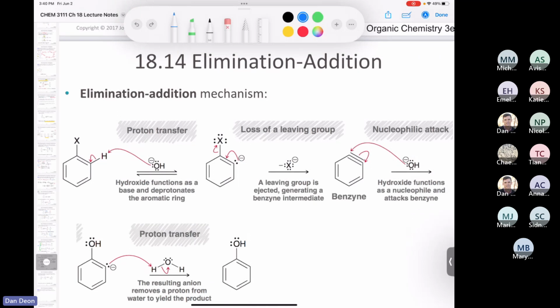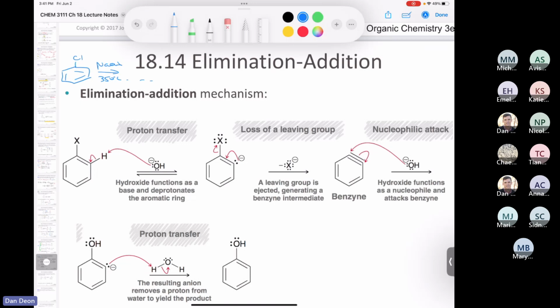So here's the mechanism of elimination addition. You know that reaction with the chlorobenzene, right? They took it and heated it up to 350 degrees Celsius, and then they did the chemistry there. Well, this is the reaction mechanism.